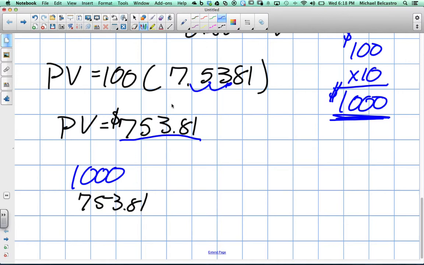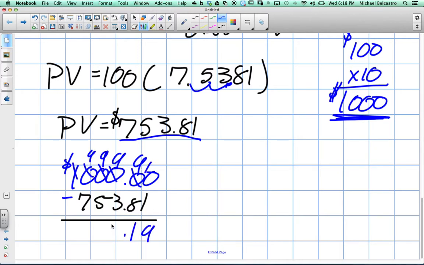Okay, and this is 0.00. Okay, so this is going a little beyond of what we needed to do, but it's good information. We subtract the 2. Okay, and these all become 9s. And remember our subtraction. And this becomes 246.19. So we earned $246.19 in interest over those 10 years in this annuity.